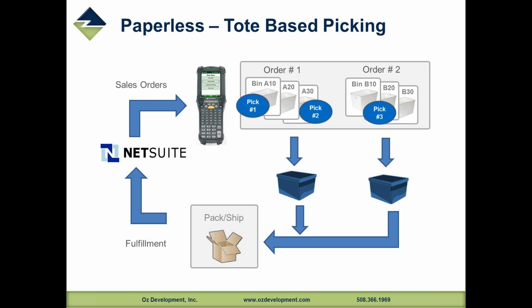Prior to this, they were basically paper-based. They were going up and down different aisles to pick the items. It dramatically reduced the amount of pick time that it took to fulfill those orders.